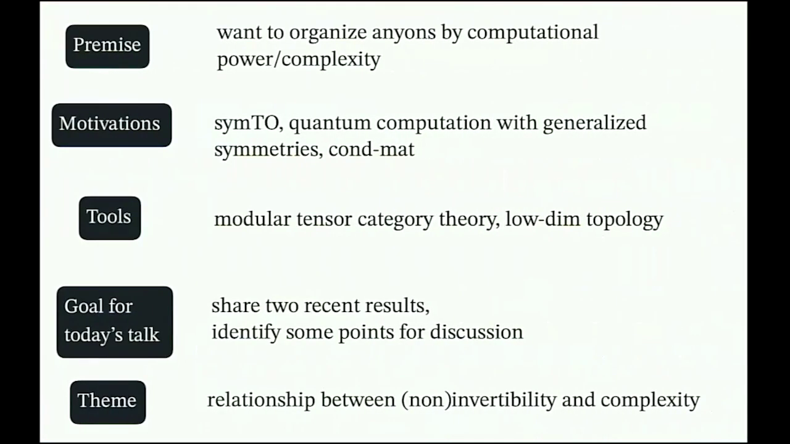So the question that's always in the back of my mind is organizing topological order in 2+1D by computational power or complexity. And that, for me, sometimes means quantum, sometimes means classical, as we'll see today. I'm somebody that comes from condensed matter motivations, but I'm going to talk about this in a way I hope that if you're interested in topological order holographically, or if you're interested more broadly in what generalized symmetries can do for quantum computation, there will be something to take away from this talk today.